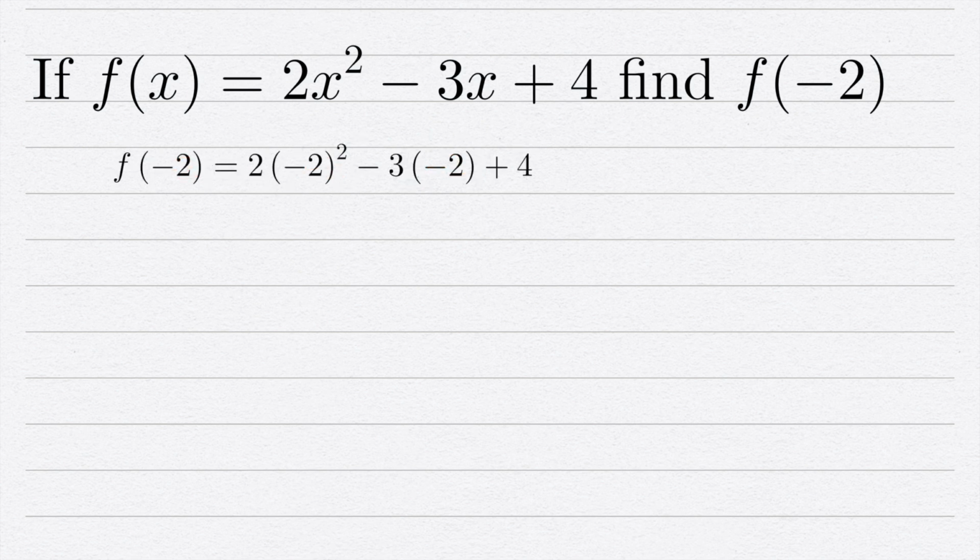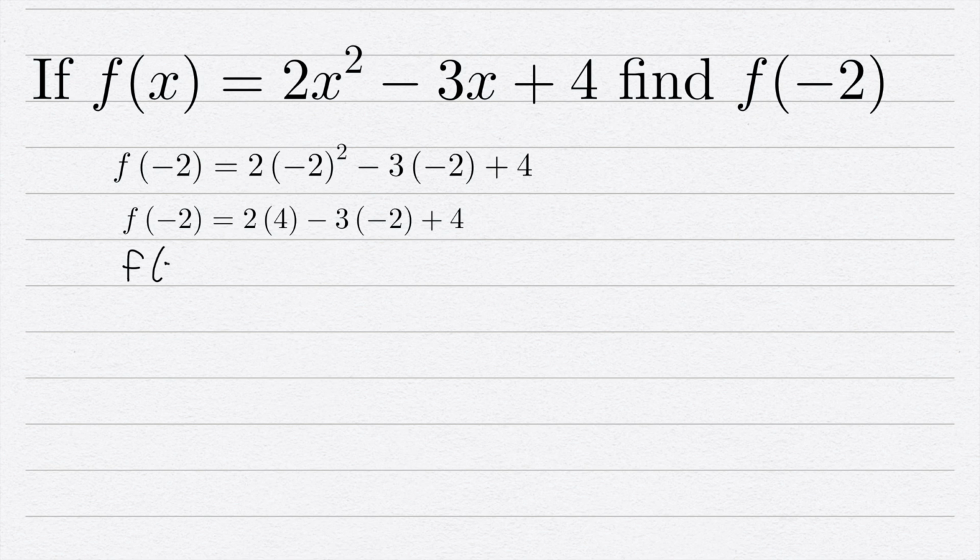Now we're going to use order of operations. So we'll start with our exponents. f of negative 2 is equal to 2 times, negative times a negative is a positive, so negative 2 squared becomes positive 4, minus 3 times negative 2 plus 4.